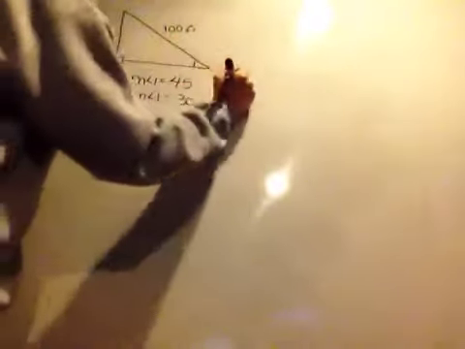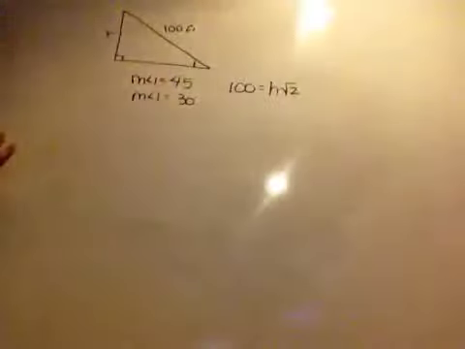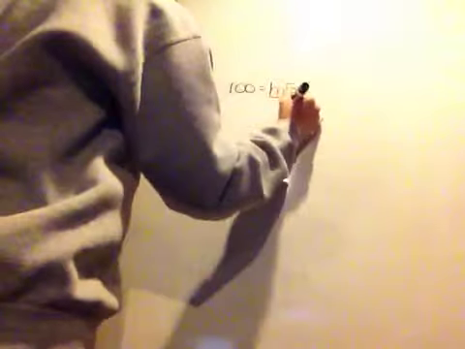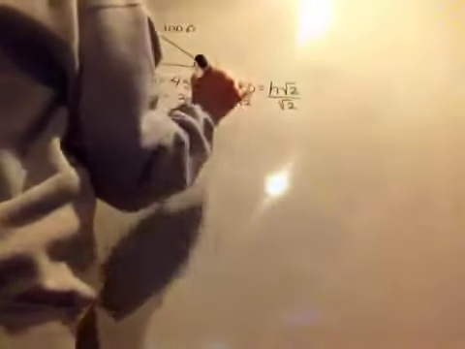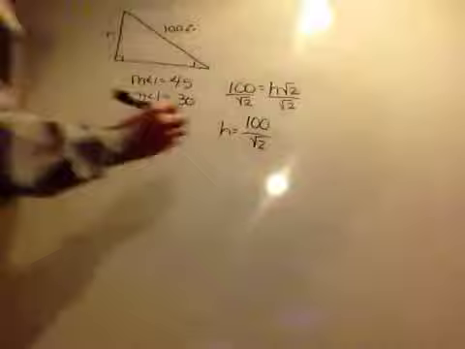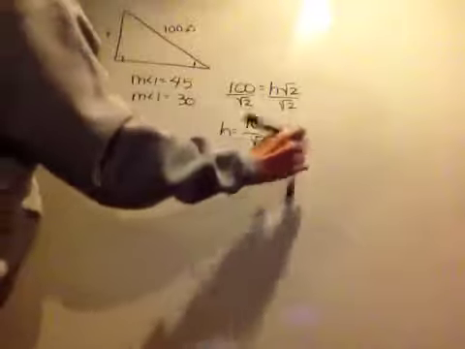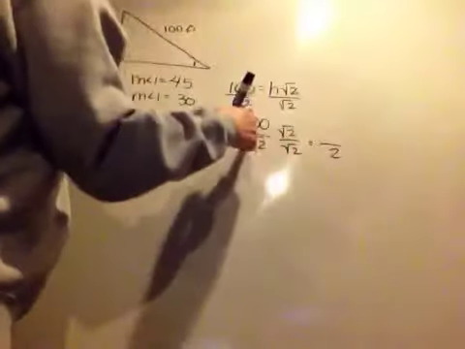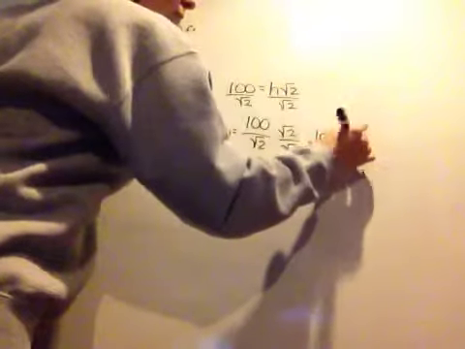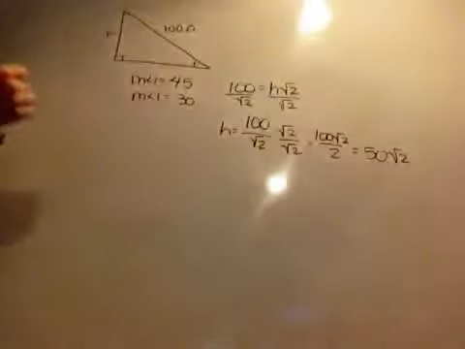So when measure of angle 1 is 45, then we know that 100 is equal to the length of the leg times the square root of 2. And now we have to solve this for h. So we're going to divide both sides by the square root of 2. And again, we have to rationalize because we can't leave the radical in the denominator. So we have to multiply by what the denominator is, because square root of 2 times square root of 2 is 2. And then 100 times the square root of 2. And then 100 divided by 2 is 50. So it's 50 times the square root of 2.